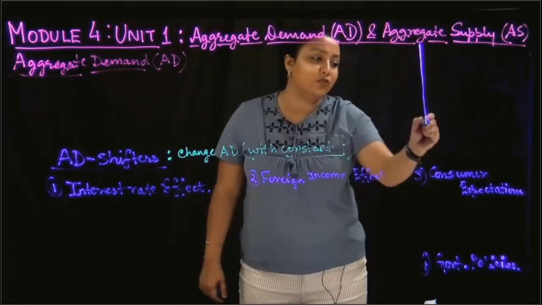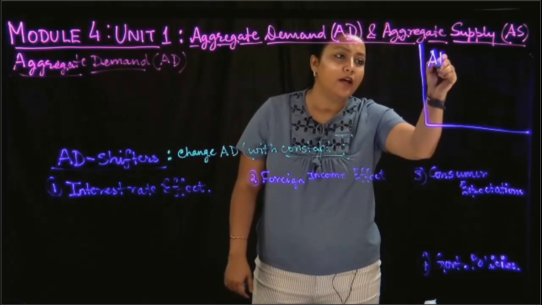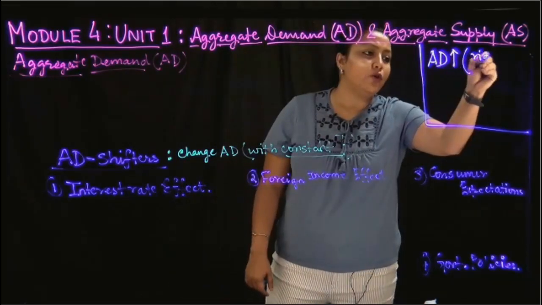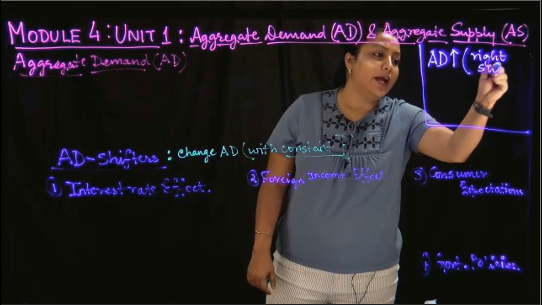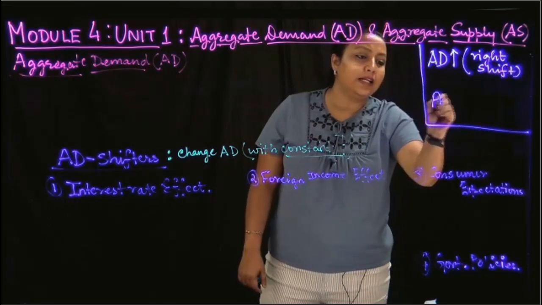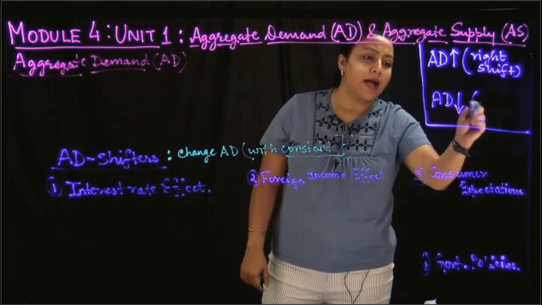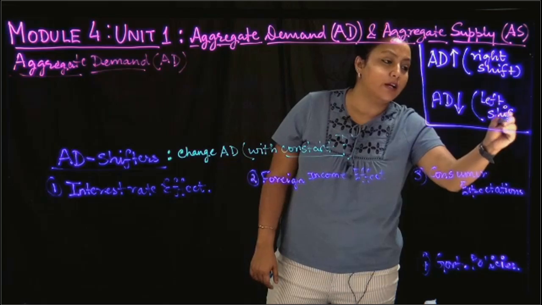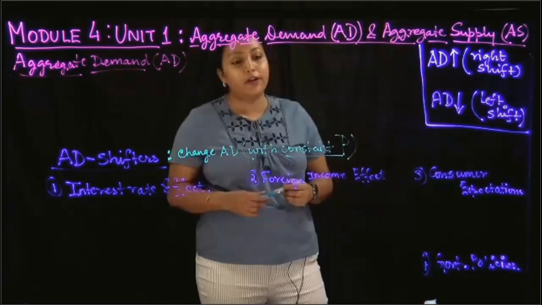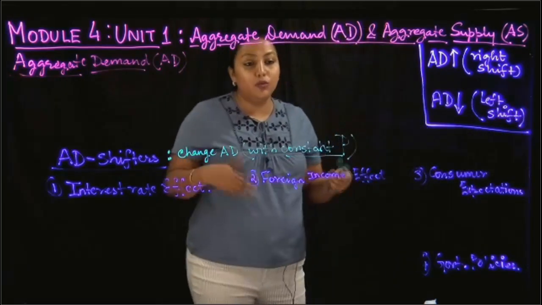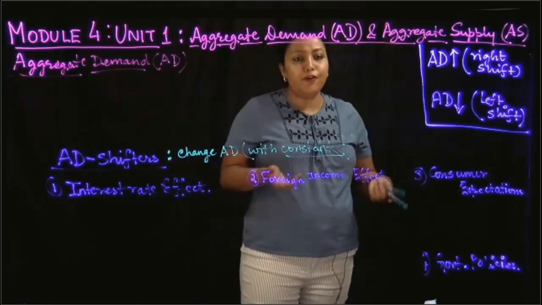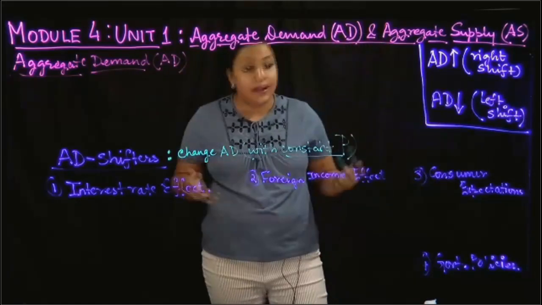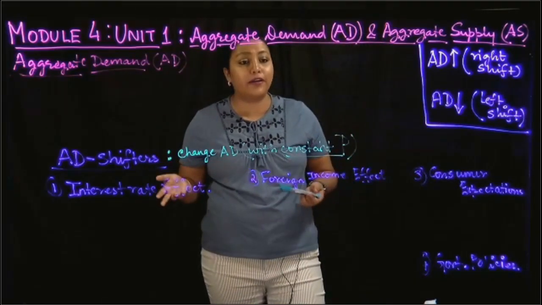Now anything that leads to an increase in the aggregate demand, if your aggregate demand goes up at a constant price index, would cause a right shift of the AD curve, and anything that leads to a decrease in the aggregate demand with the price index staying constant would cause a left shift of the AD curve. Please note that this is no different than your ordinary demand curve which we have covered in module 2. Even for your ordinary demand, if demand goes up it's a right shift, if demand goes down it's a left shift. So the same also holds for aggregate demand.